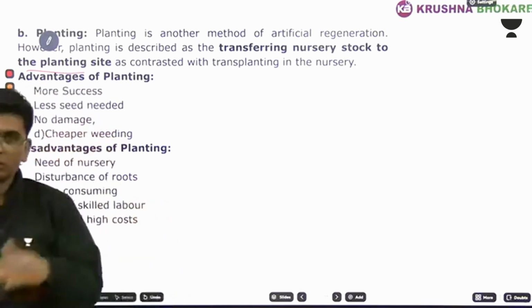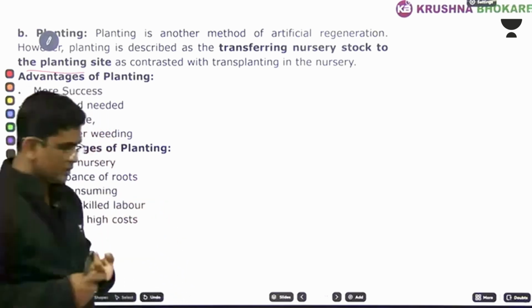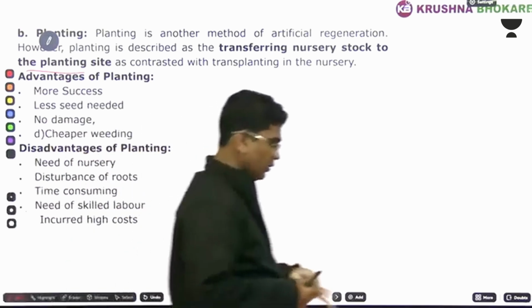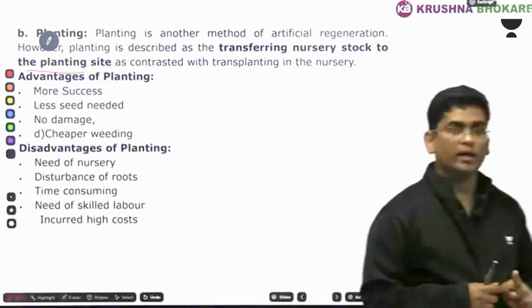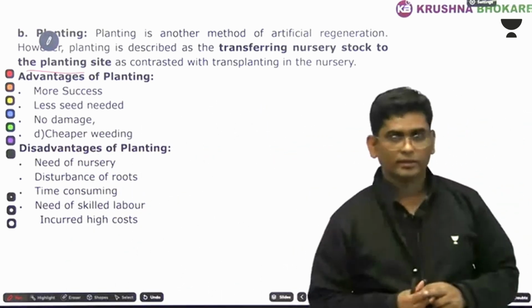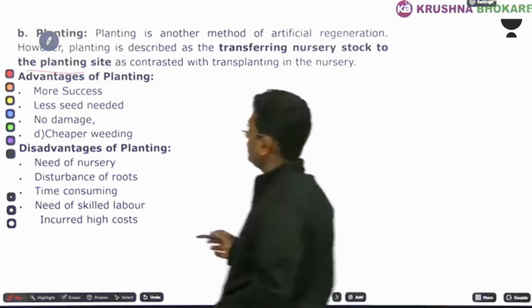You have to transfer from one place to another. What is the major difference between sowing and planting? Cost of planting is high as compared to seeds. Okay, so what are the advantages?